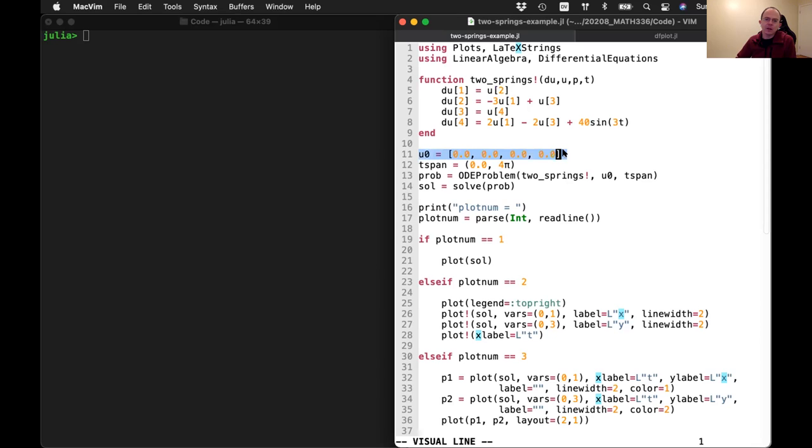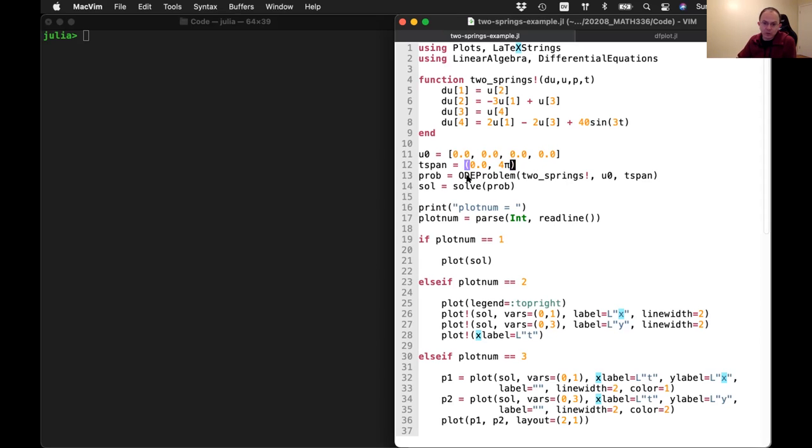And these are our initial conditions. So initially the system is at rest. So the position and velocity of the two masses is equal to 0. And for the t-span, I'm going to solve it from 0 until 4 pi. So this system has a period of 2 pi, we'll see. And so looking at from 0 to 4 pi will allow us to see two periods of the solution.